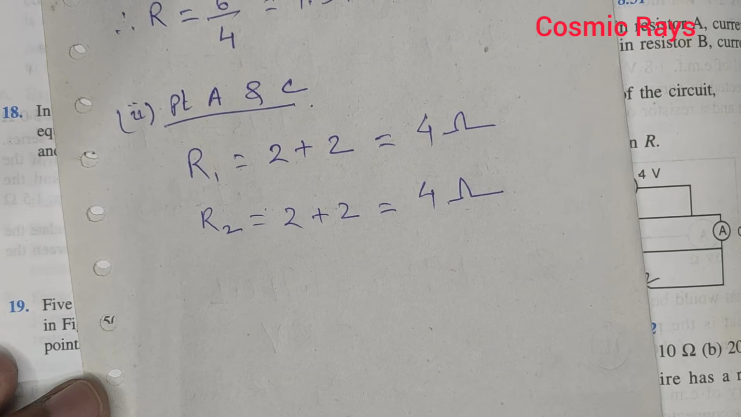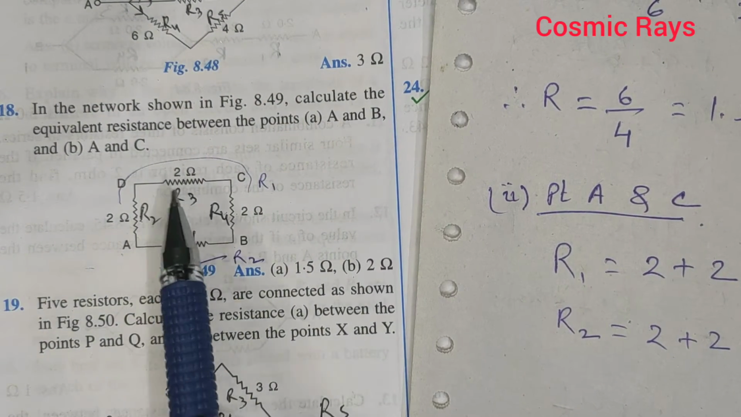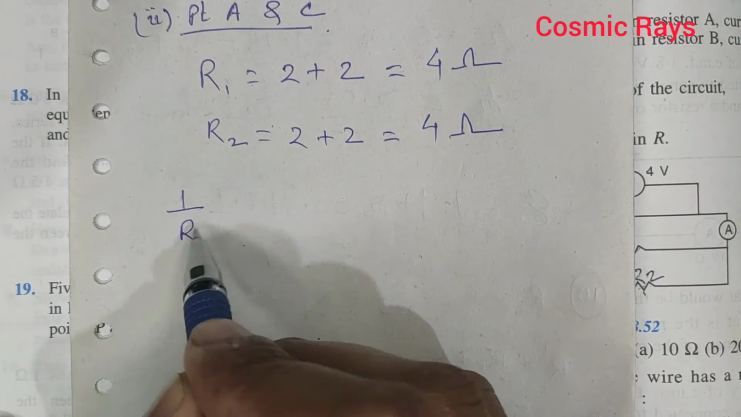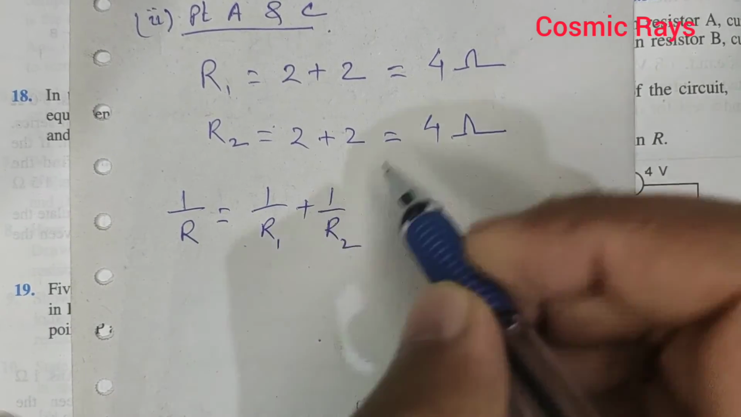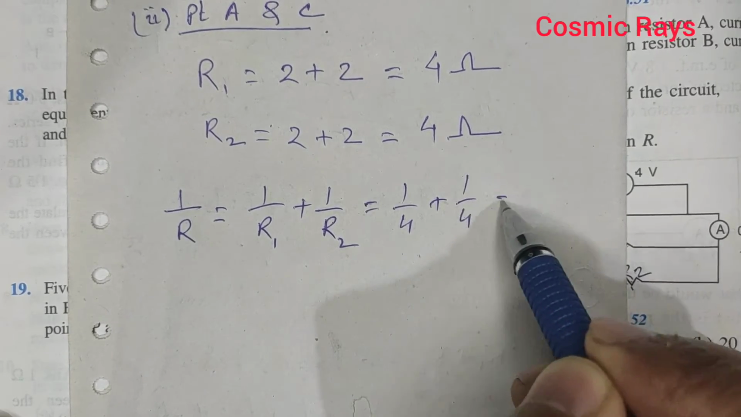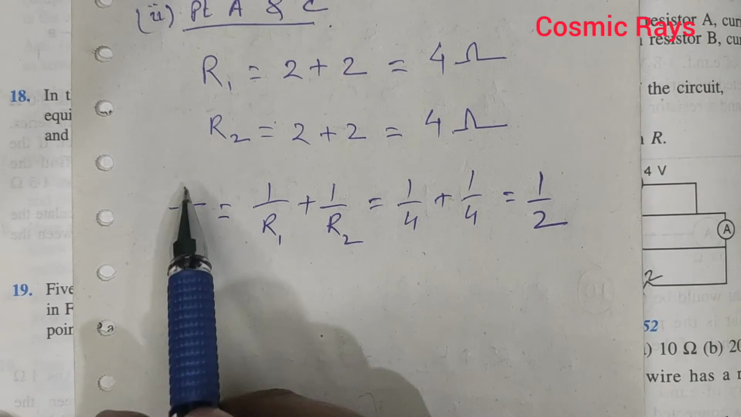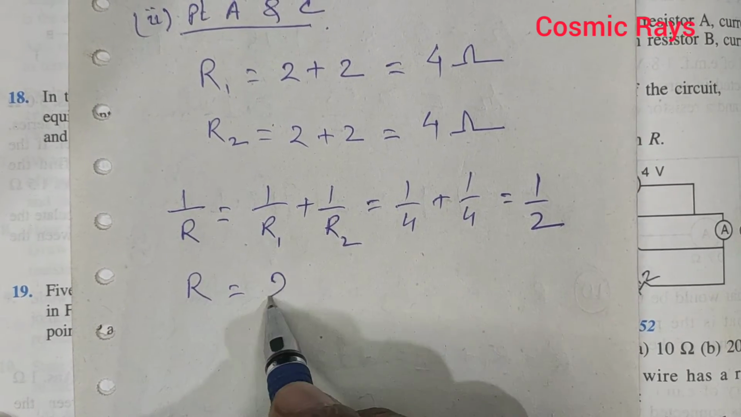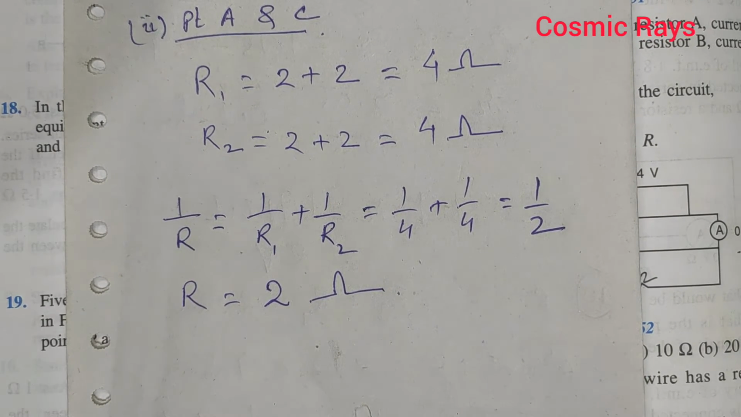Now the equivalent resistance of the circuit, these two and these two, they are in parallel to each other. So 1 by R is equal to 1 by R1 plus 1 by R2. We can simply put 1 by 4 plus 1 by 4, that is equal to 1 by 2. Now this is the value of 1 by R. So we'll take the reciprocal and we will have 2 ohms as the answer.